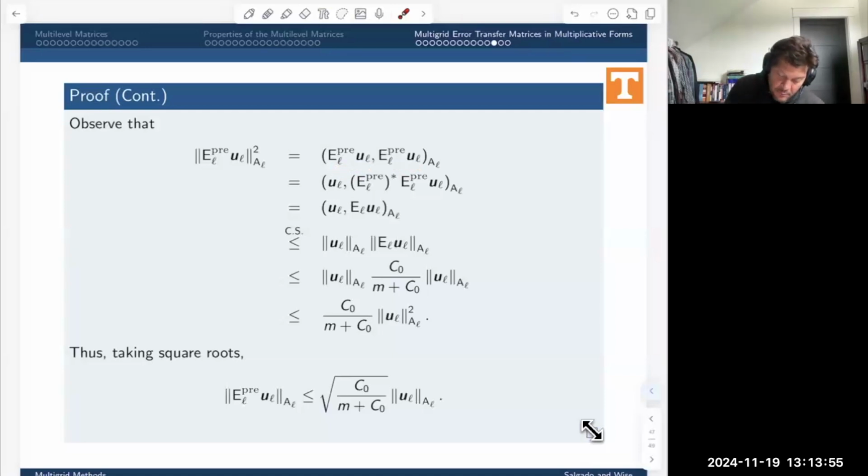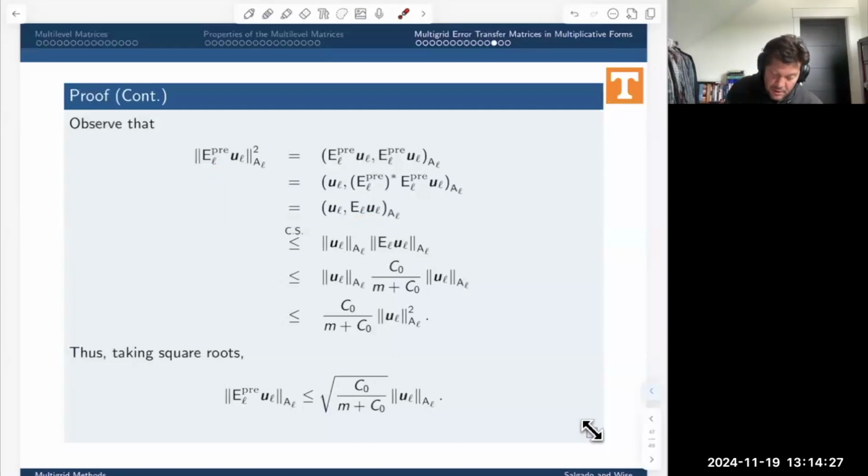Now, we can take either one of these guys and move it to the other side. So you get to choose. Let's take this guy and move it over here. When we do that, we pick up the adjoint symbol. We're taking its adjoint with respect to AL. But now we know from the last corollary that this product is just the full error transfer matrix for the symmetric V-cycle. So this is the one-sided V-cycle. This one is the symmetric V-cycle.